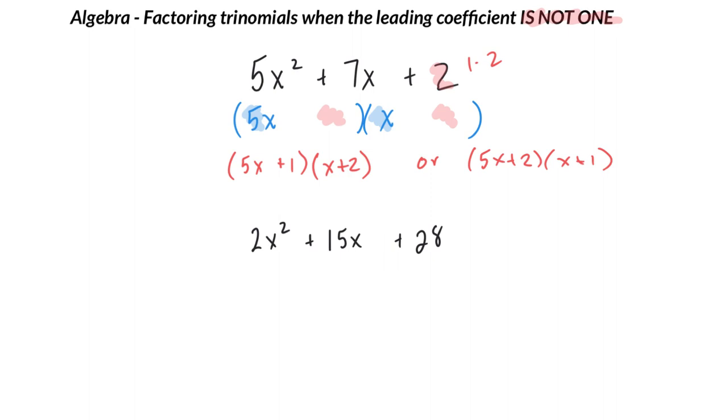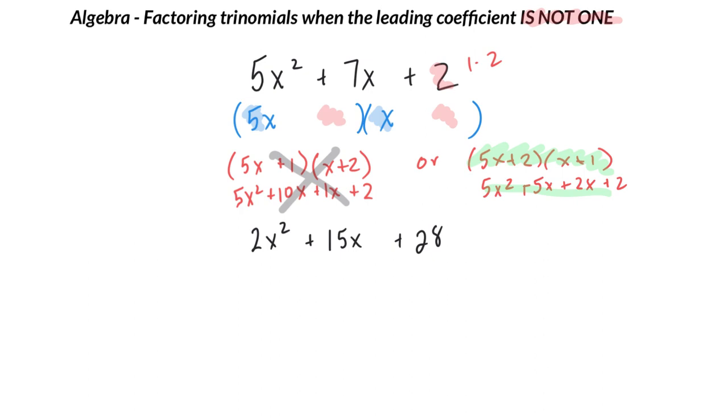And at this point, I would just real quickly expand. I would just distribute. So let's see, we'd have 5x squared plus 10x plus 1x plus 2. And this one would be 5x squared plus 5x plus 2x plus 2. You'll notice that the second one is the one that would add up to 7x. This is the answer, okay? Not that one. Okay, let's do another one.